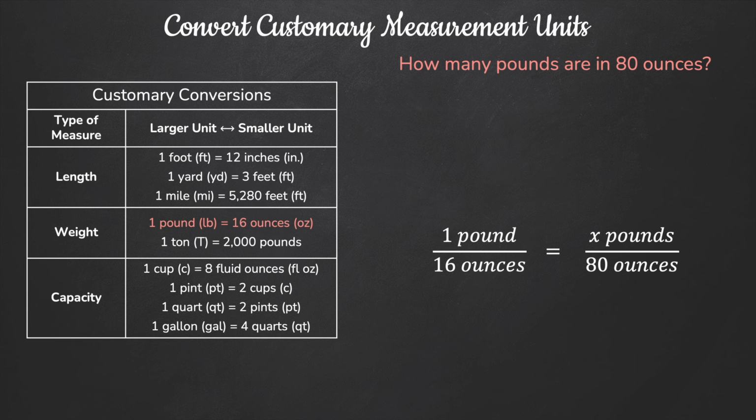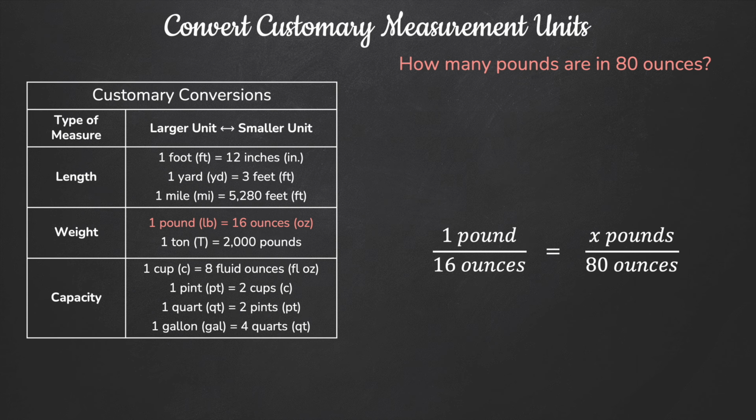Again, make sure that both numerators are talking about the same thing, which in this case is pounds, and both denominators are talking about the same thing, which in this case is ounces. Now that we have our equivalent ratio set up, we're going to figure out how many pounds there are in 80 ounces. Now, both denominators have numbers, so we're going to use those.